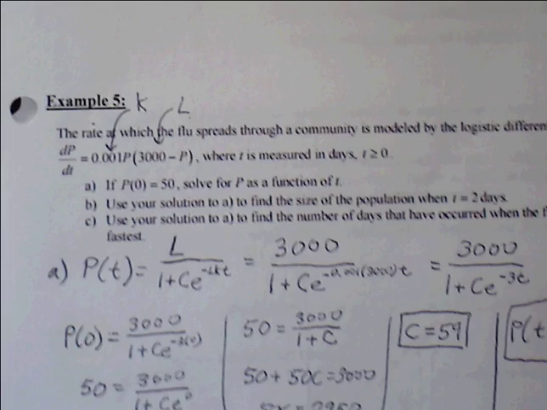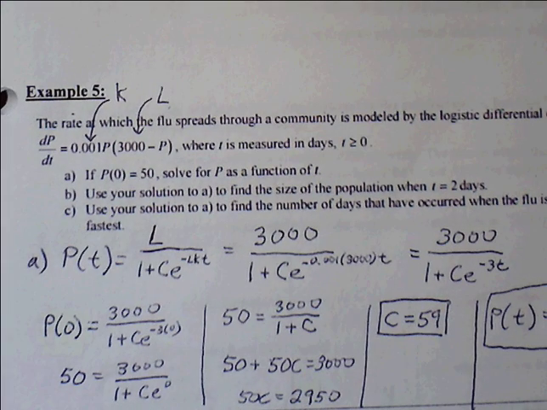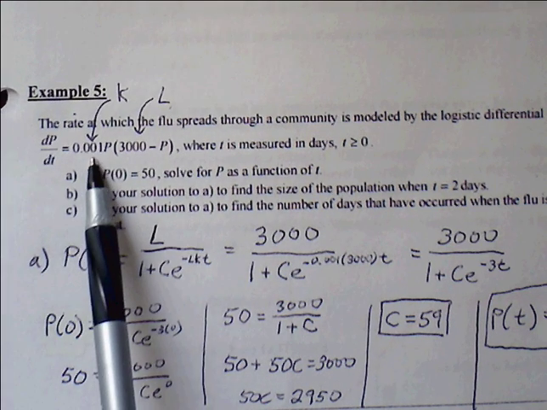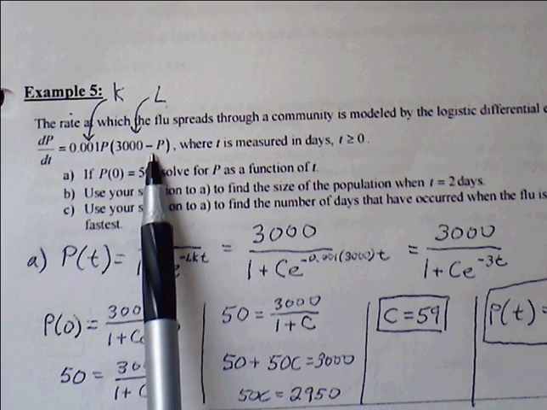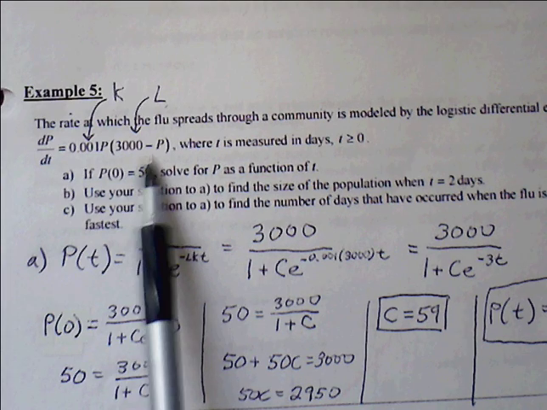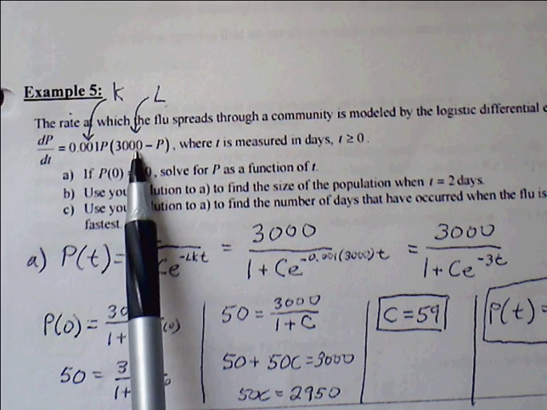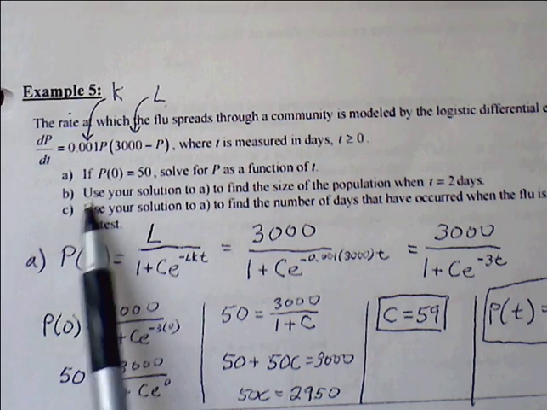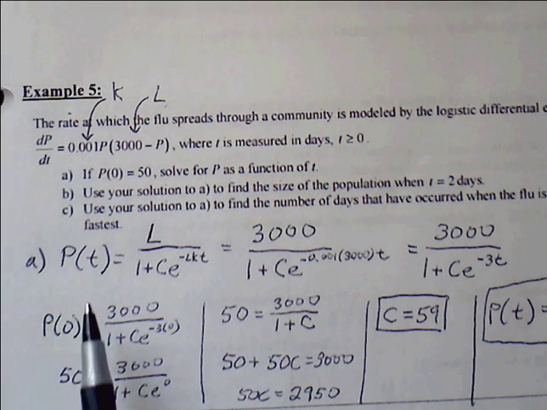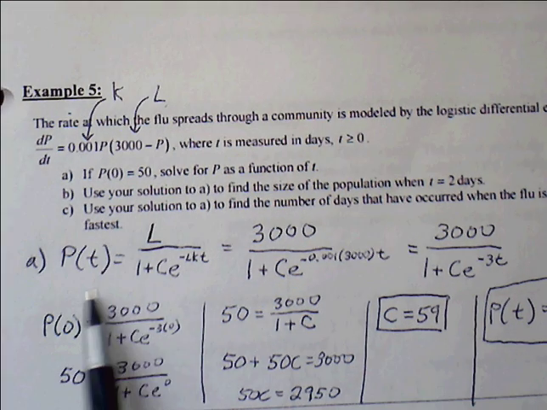All right, last example here. The rate at which flu spreads throughout a community is modeled by the logistic differential equation 0.001P times 3000 minus P. From here, we can instantly gather that the k value is 0.001. Our limit is 3,000. If P of 0 is equal to 50, solve for P as a function of t.